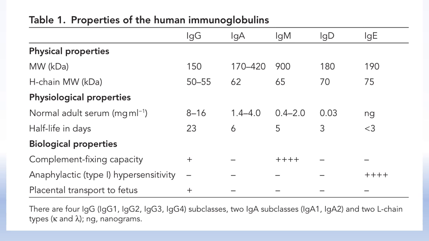Half-life in days: IgG 23, IgA 6, IgM 5, IgD 3, and IgE less than 3. Biological properties: complement fixing capacity is present in IgG, absent in IgA, and present in IgM, IgD, and IgE doesn't have it. Then we can also see their role in anaphylaxis and placental transport to the fetus.